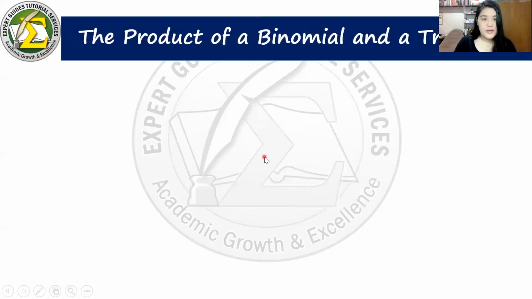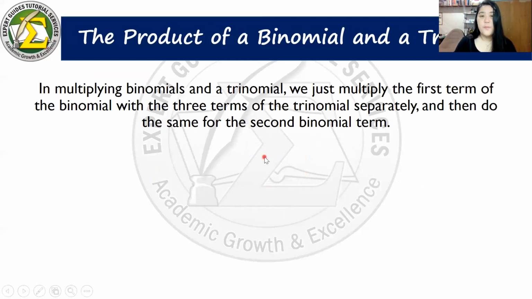And another thing is the product of a binomial and a trinomial. So in multiplying a binomial and a trinomial, we just multiply the first term of the binomial with the 3 terms of the trinomial separately, and then do the same for the second binomial term. So anong ibig sabihin nun? We're just going to distribute.